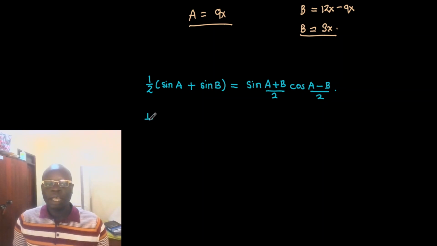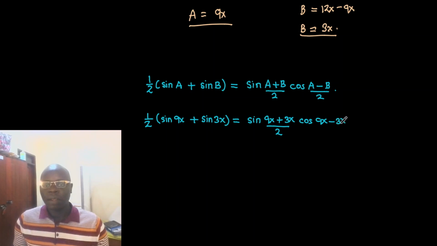So replacing a with 9x, we have here sine of 9x plus sine of 3x. So from the right hand side, we have sine of 9x plus 3x over 2 times cosine of 9x minus 3x over 2. So at this point, we need to simplify the right hand side.